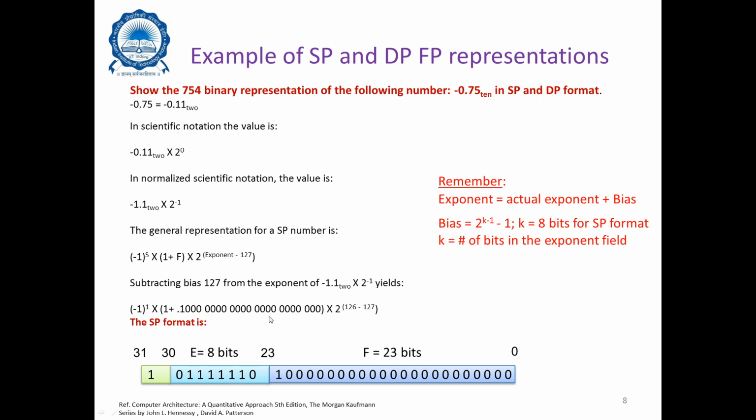So going by this representation, the single precision format can be as follows. For sign, this 1 comes here because it's a negative number. The exponent 126 binary representation is put here in 8 bits, and all the remaining 23 bits, from 0 to 22, this part, is the fraction part. And this entire representation is called single precision format.